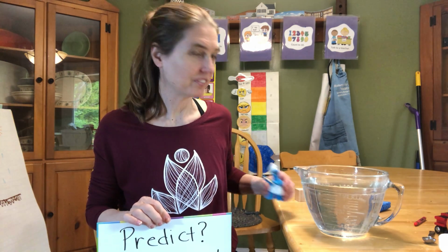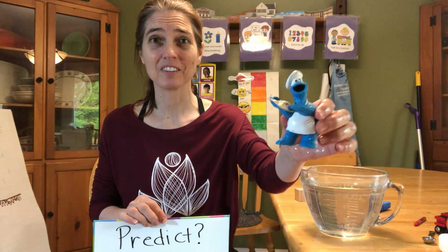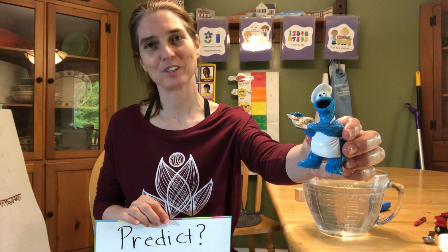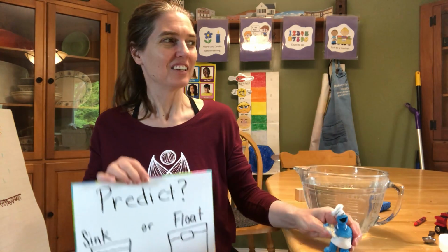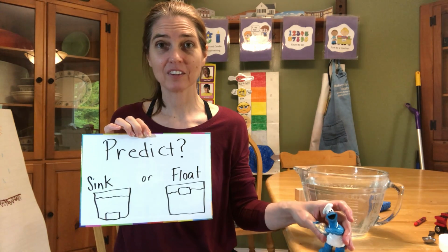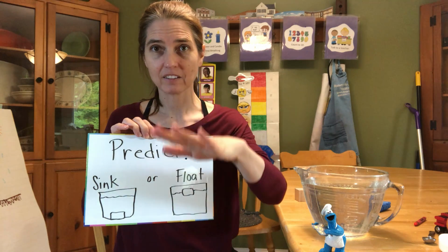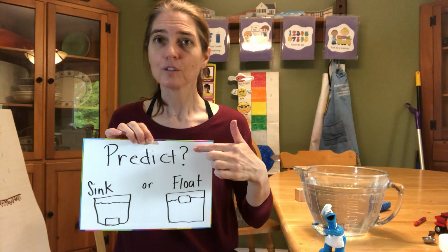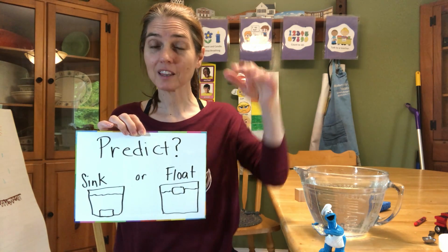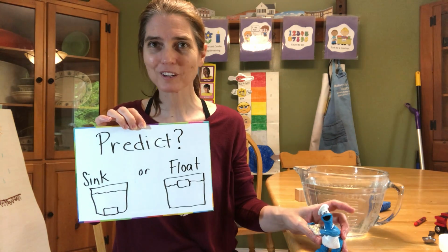Okay, this was Becca's when she was little. Who is that? It's a Cookie Monster toy. It is. Do you predict that Cookie Monster will sink to the bottom? Or do you predict that Cookie Monster will float at the top? What do you predict?